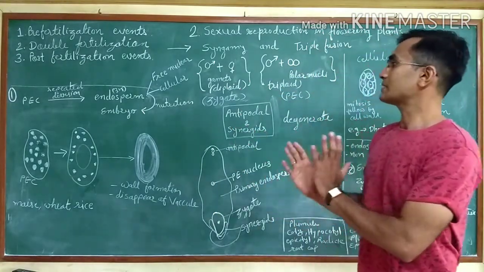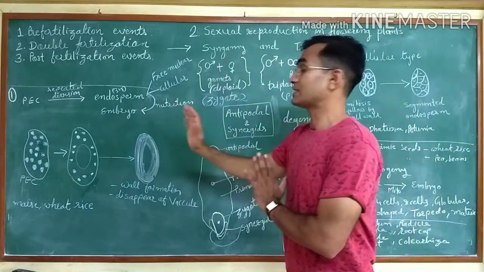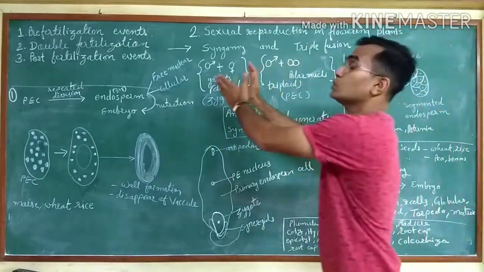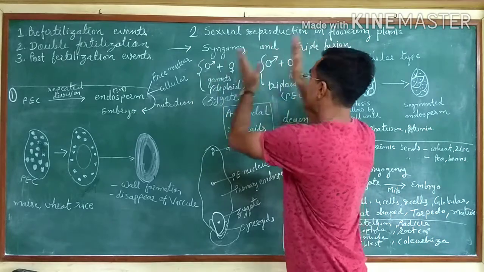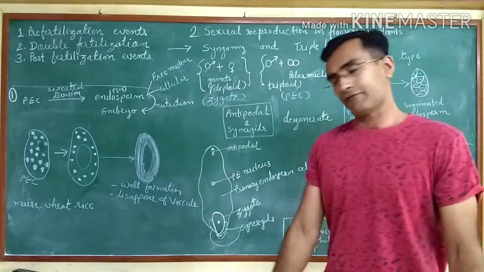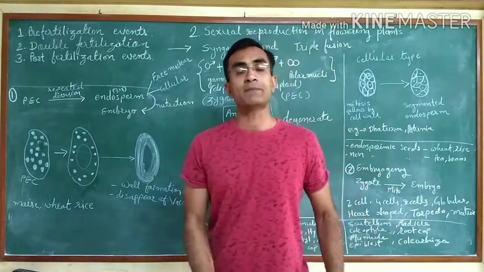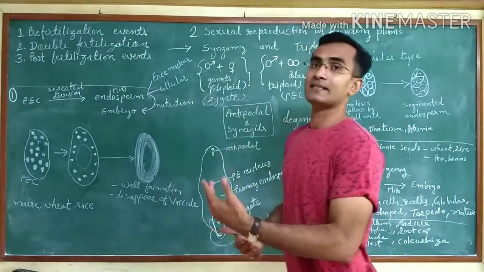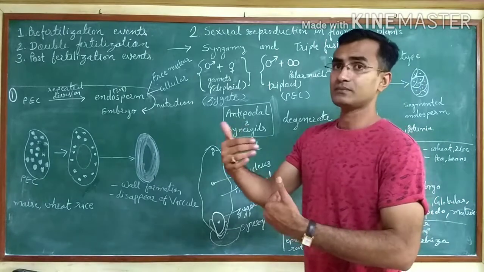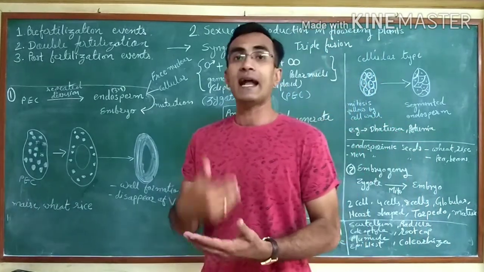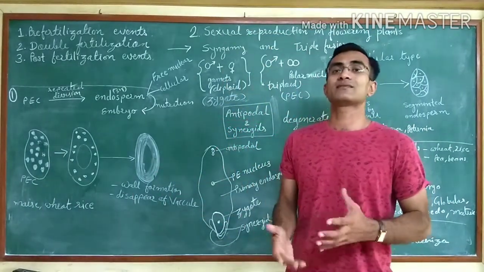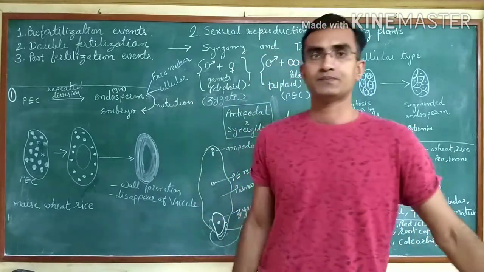So this was just about the double fertilization. As the term says, two types of fertilization take place, the first one and the second one, so it is called the double fertilization. Here, once the fertilization takes place, the synergid cells present at the micropylar end and the antipodal cells will start disappearing.